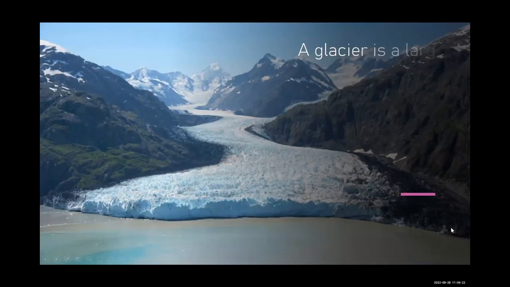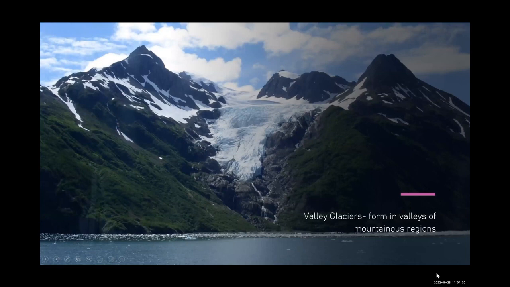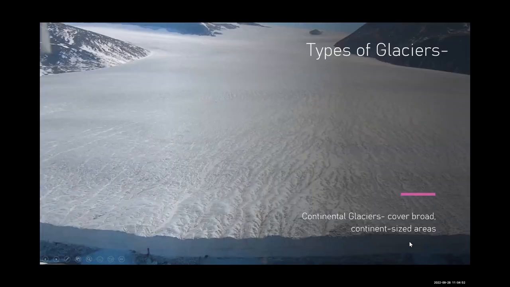So a glacier, we know, is a large moving mass of ice, and that during the ice ages, glaciers covered most of Earth. Now we have two different kinds of glaciers mainly. We have valley glaciers, and this is an example of a valley glacier, and obviously it's going to fill in the valley in a mountainous region, and it's going to carve that valley as it travels. And you can see here, this little bit right there, there's some melting at the edge of the glacier, or maybe slightly underneath, and it's formed a little waterfall on its way down. And then continental glaciers, these are the ones that cover broad continent-sized areas. Think Antarctica, and think about most of the world at the time of the ice ages.